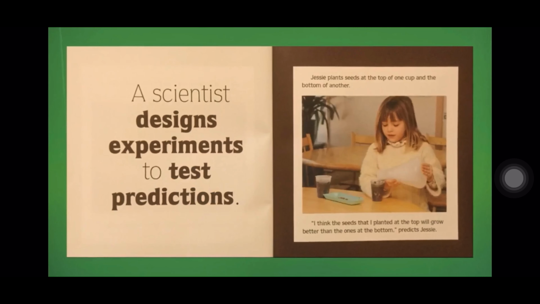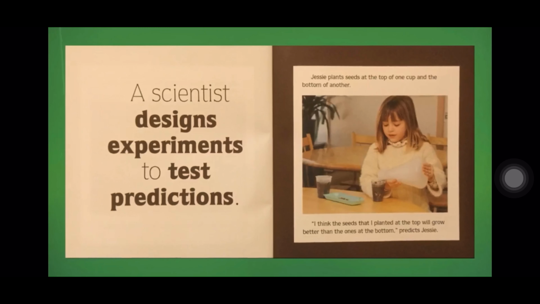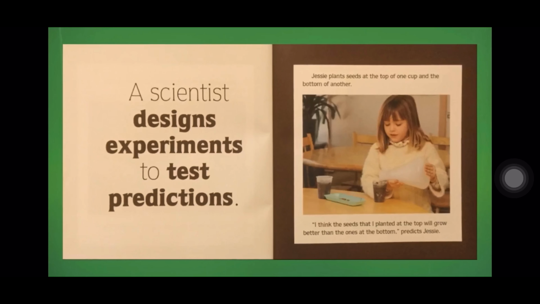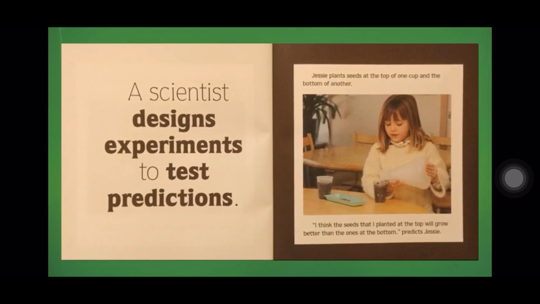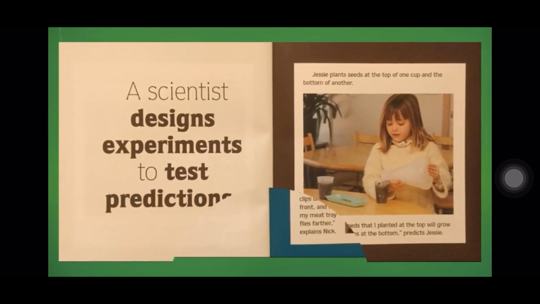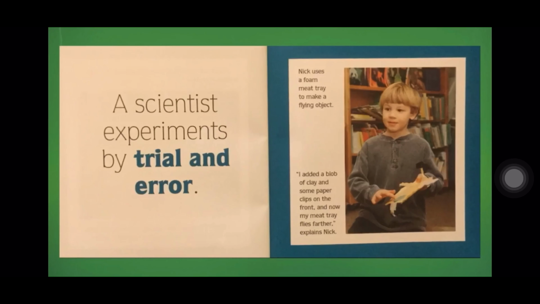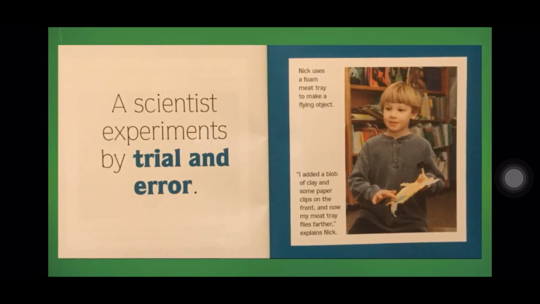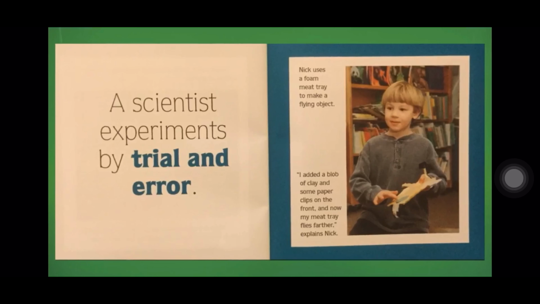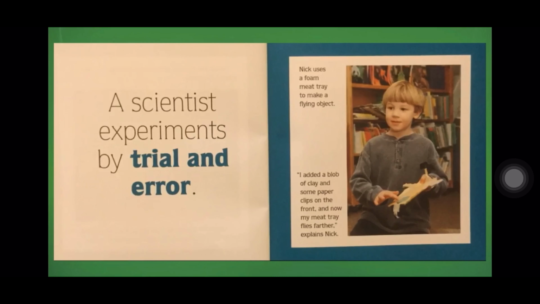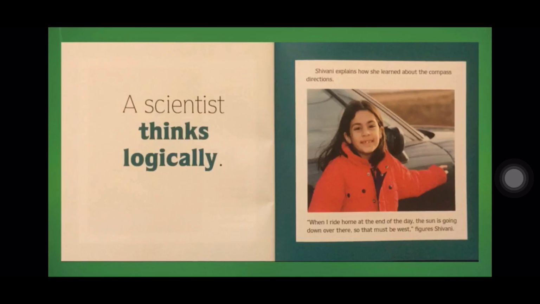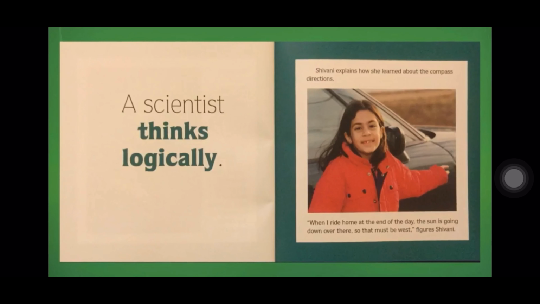A scientist designs experiments to test predictions. Jessie plants seeds at the top of one cup and the bottom of another. "I think the seeds that I planted at the top will grow better than the ones at the bottom," predicts Jessie. A scientist experiments by trial and error. Nick uses a foam meat tray to make a flying object. "I added a blob of clay and some paper clips on the front, and now my meat tray flies farther," explains Nick.